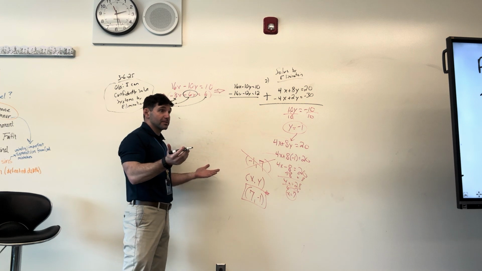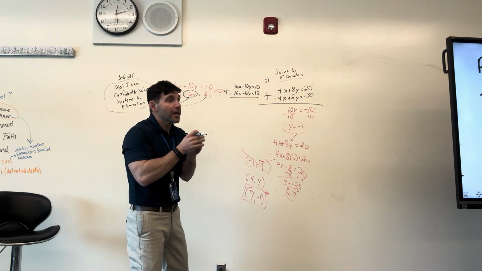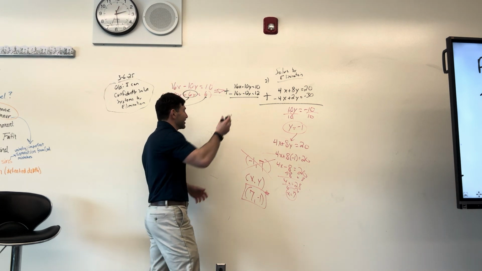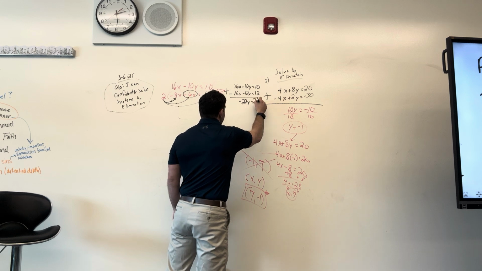Yeah, the signs are different, so we add. 16 plus a negative 16 is 0. Elimination, that's my disappearance. Add up. Negative 10 plus a negative 12 is negative 22y. 10 plus 12 is 22.